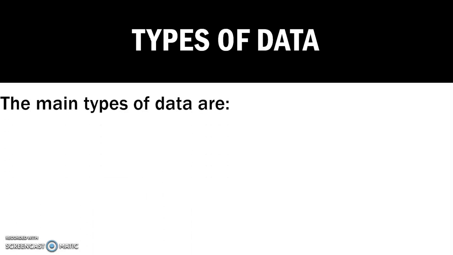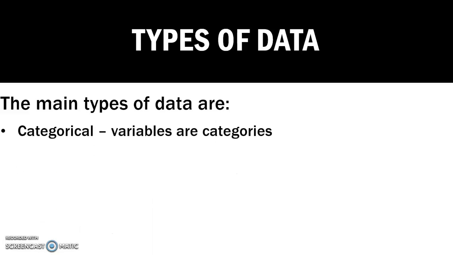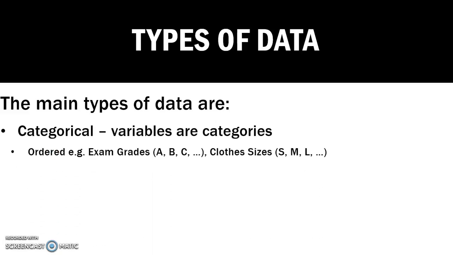So for types of data, the main types of data are categorical. This is where the variables can be put in categories. And in the categories, we can either have ordered, such as exam grades where they go A, B, C, D, E, F, etc., or closed sizes such as small, medium, large.